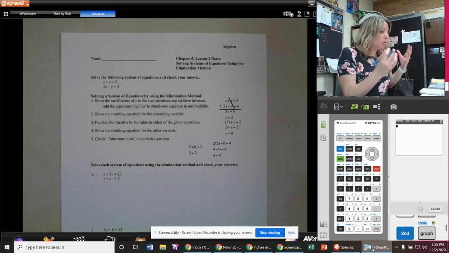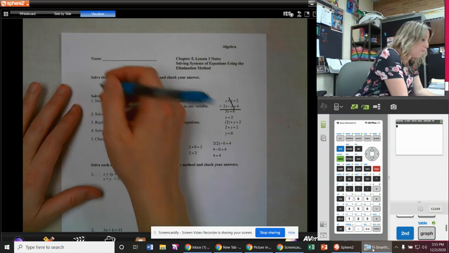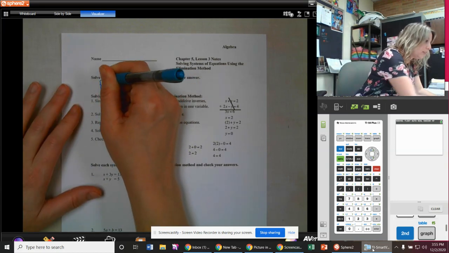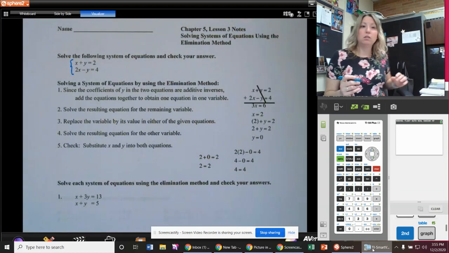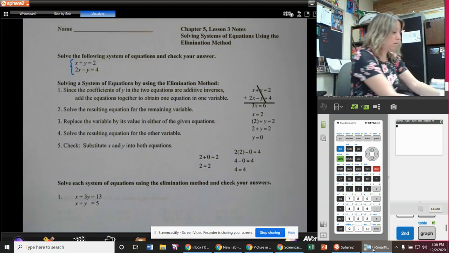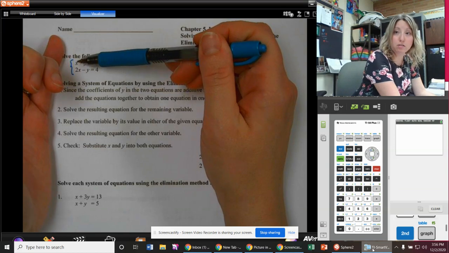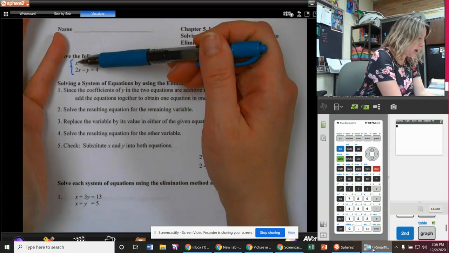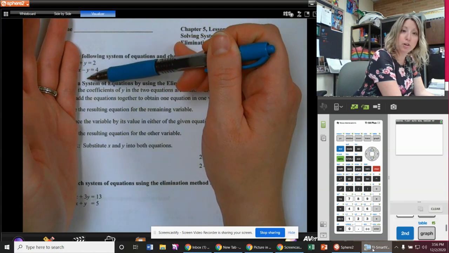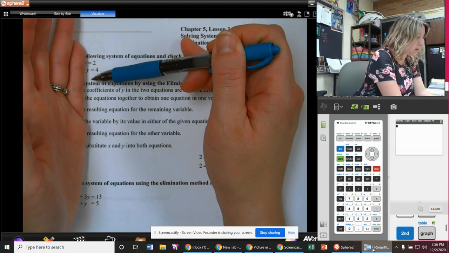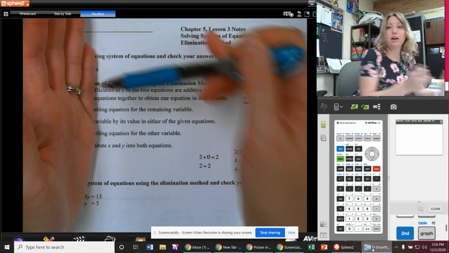Okay? So you'll notice that my two equations that I'm going to use for this linear system are actually lined up vertically, so over each other. The x's are lined up over each other. The y's are lined up over each other. The equal signs are lined up over each other. The numbers are lined up over each other.